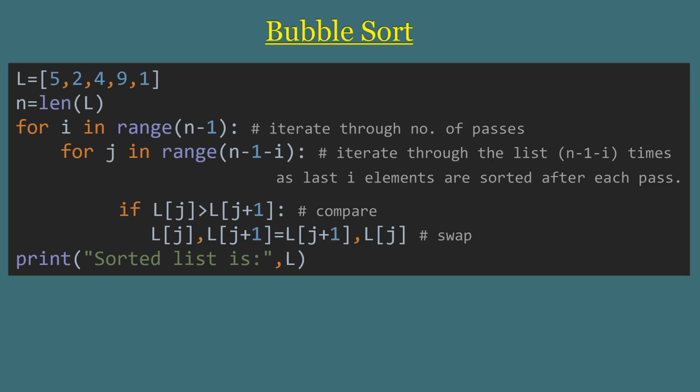Within that, you have to compare: if L of j is greater than L of j plus 1, that means if the first number is bigger than the second number, then they will be swapped. L of j will be L of j plus 1 and L of j plus 1 will be L of j. So this is a swapping statement. At the end of the loop, you'll find that the list will be sorted. Then you can print it, and you will get the sorted list. So this is how you will do bubble sort. To understand it better, go through another video, the link to which is given in the description box.